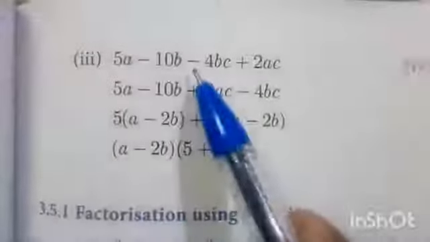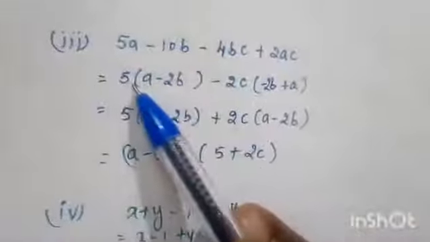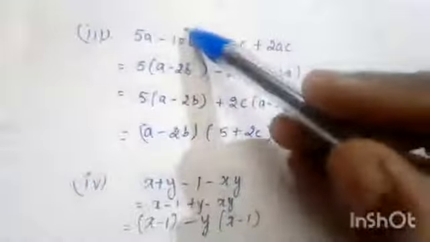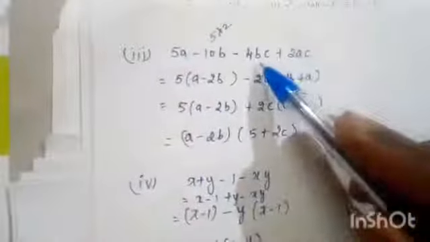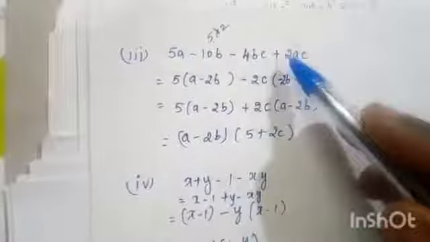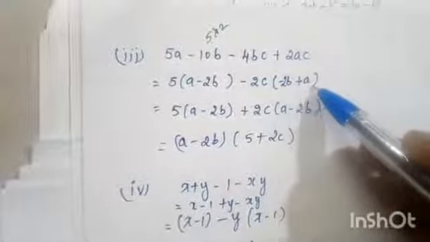Now the third problem: 5A minus 10B minus 4BC plus 2AC. Fourth problem: x plus y minus 1 minus xy. For the third problem, first you write the given question, then compare the terms. 5 is common, take 5 outside: A minus 2B. This 10 is written as 5 into 2. Now consider C common, and 2 also common. Take 2C outside: 2C into minus 2B plus A.